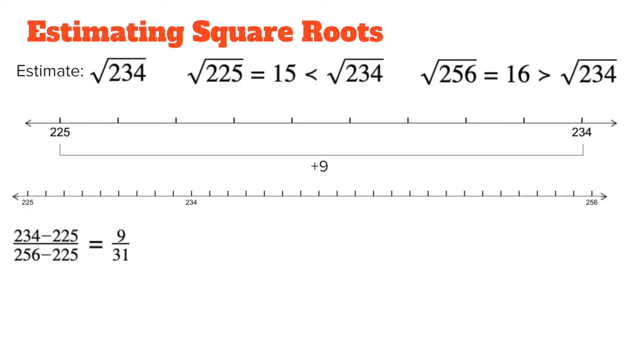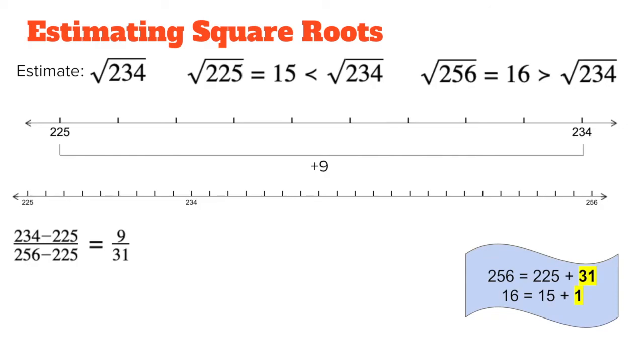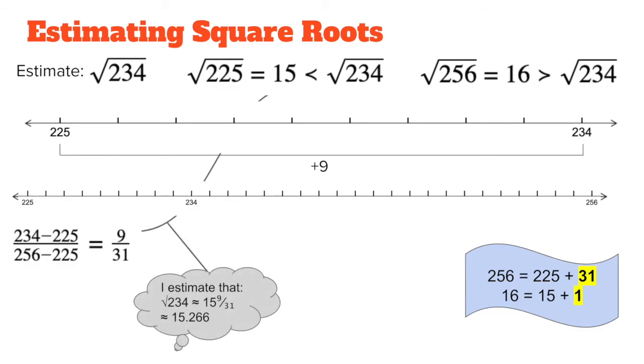So it seems very reasonable now to put the square root symbols back onto the numbers and still maintain the same ratio. Well, previously we said that 256 is 31 more than 225. But now the square root of 256, which is 16, is only 1 more than the square root of 225. So now with the same ratio, we can infer that the square root of 234 minus the square root of 225 should be 9 divided by 31, which is essentially 9/31. Therefore, we can now estimate the square root of 234 is 15 and 9/31.